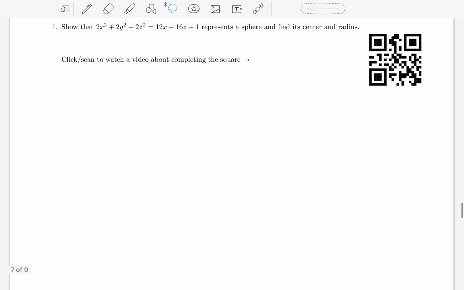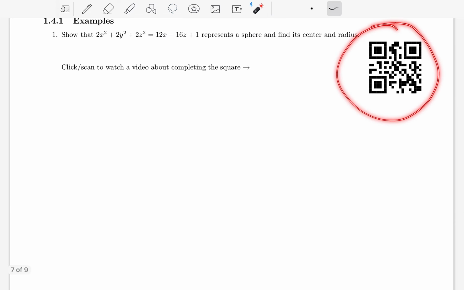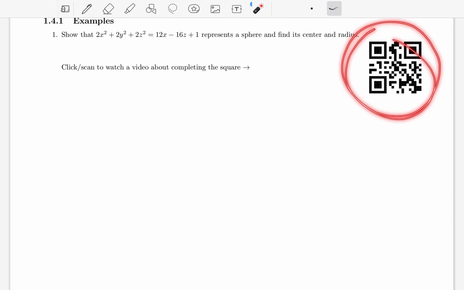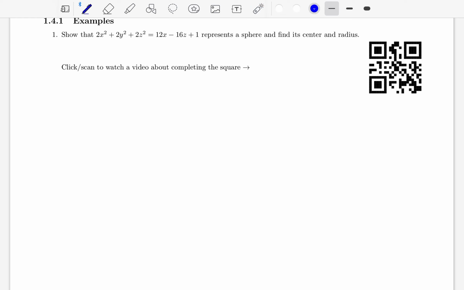So I already recorded a little video. You can click on this once I post the blank notes, reminding you of how to complete the square and how to get to the equation of a circle or a sphere. This is a little harder example, so I'm just going to do it real quick, okay? Now, the first thing you have to do, you have to make sure that the coefficient of x squared, y squared, and z squared has to be 1. Okay, so it's a good thing that we have exactly the same coefficient because we have to divide everything by that.